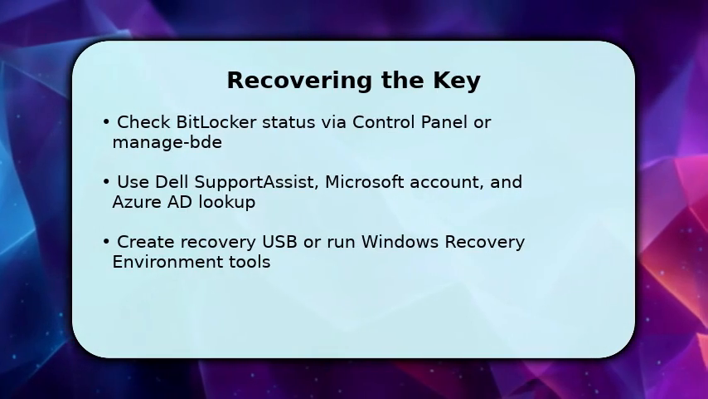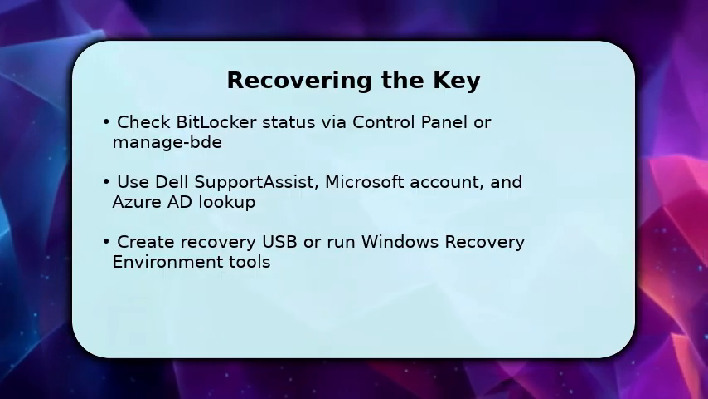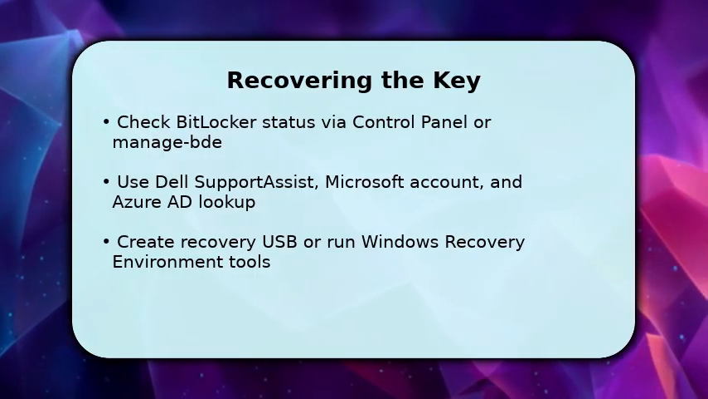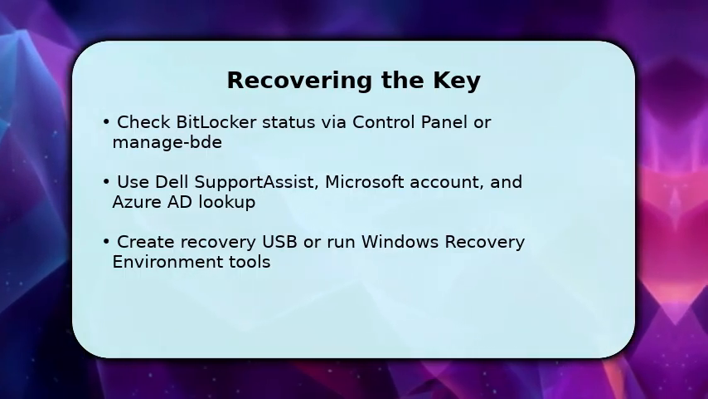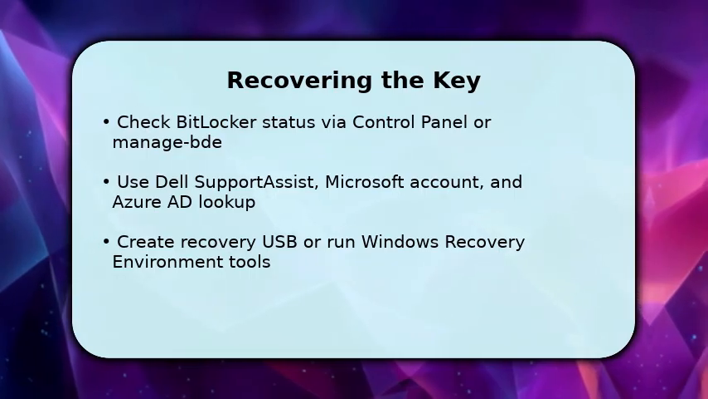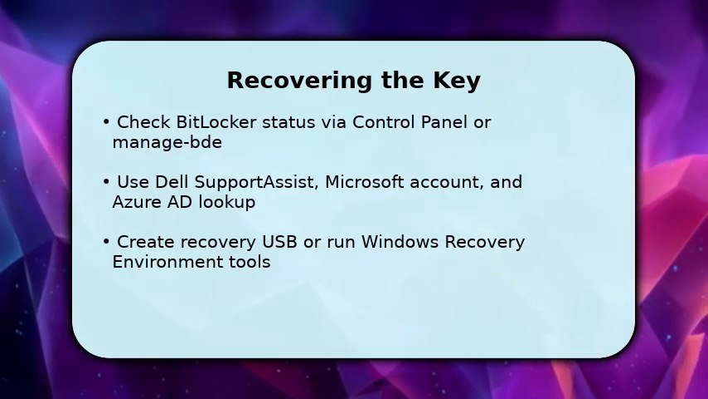Next, locate the actual recovery key using system tools and accounts. First, check BitLocker status in Control Panel or run manage-bde -protectors -get C: to list key ID. This tells you if a key exists locally.